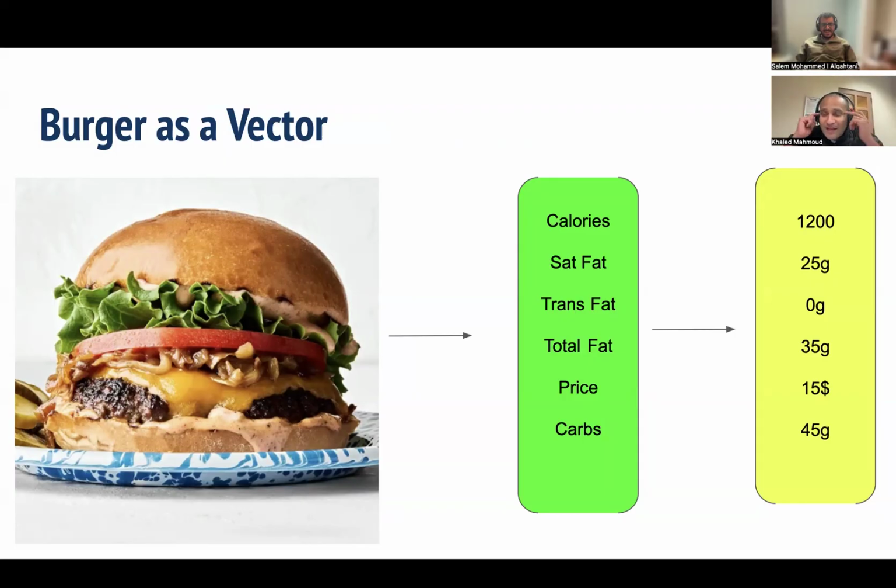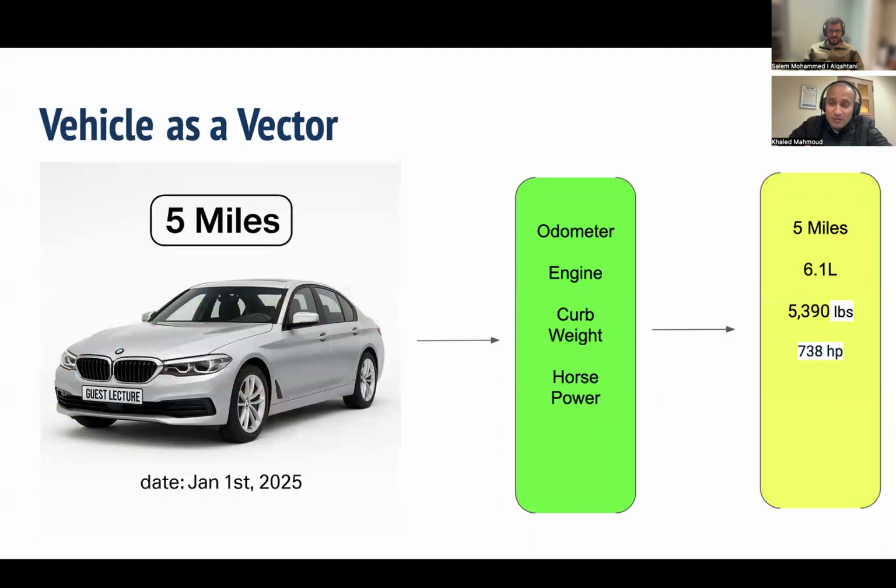He will automatically in his mind make a vector and imagine calories, saturated fat, trans fat, total fat, price, and carbs, and then put these numeric attributes of the burger in a vector.